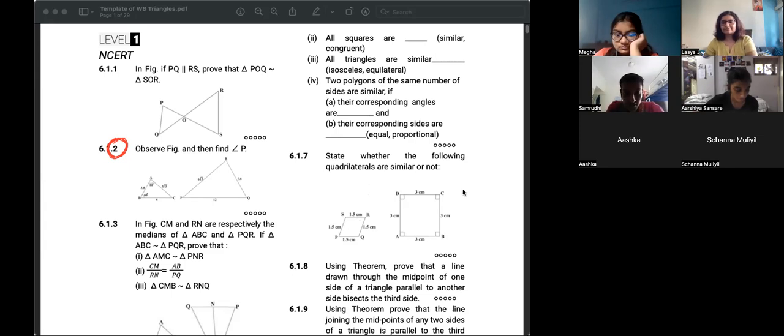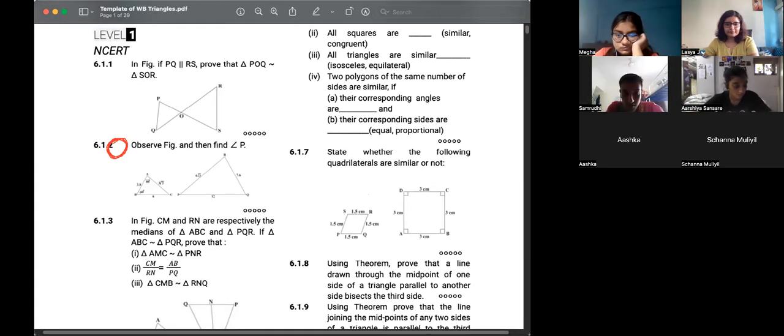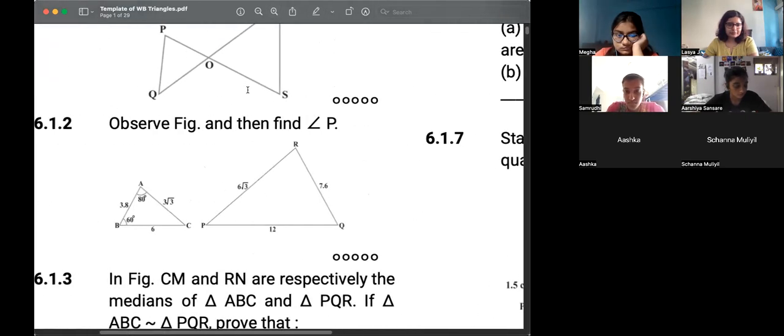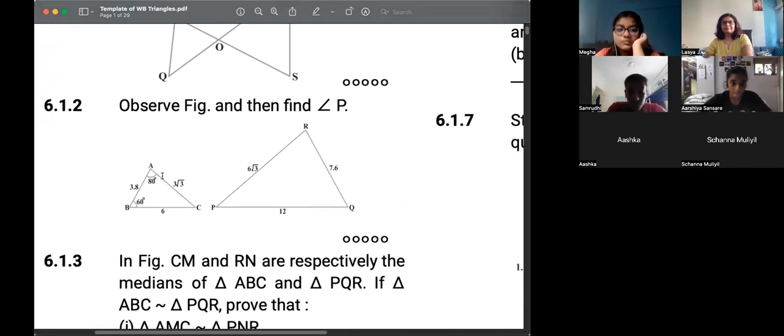Perfect. Ma'am, can you tell the values of the smaller one? The angle is not visible. Angle A is 80 and angle B is 60. Inside, if you're able to figure it out, AB is 3.8, AC is 3√3, BC is 6. Here PR is 6√3, QR is 7.6 and PQ is 12.